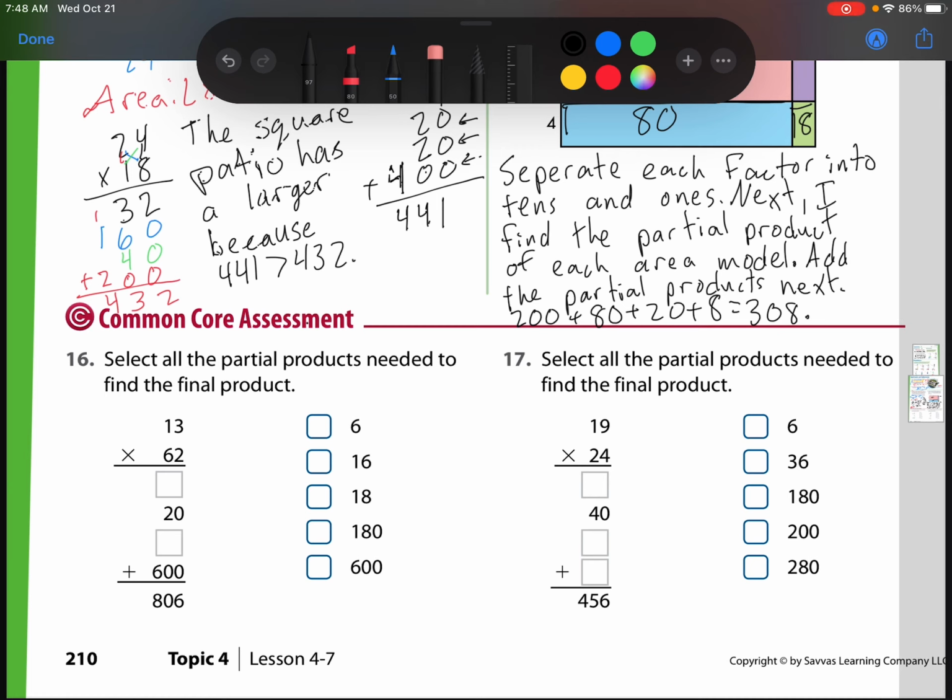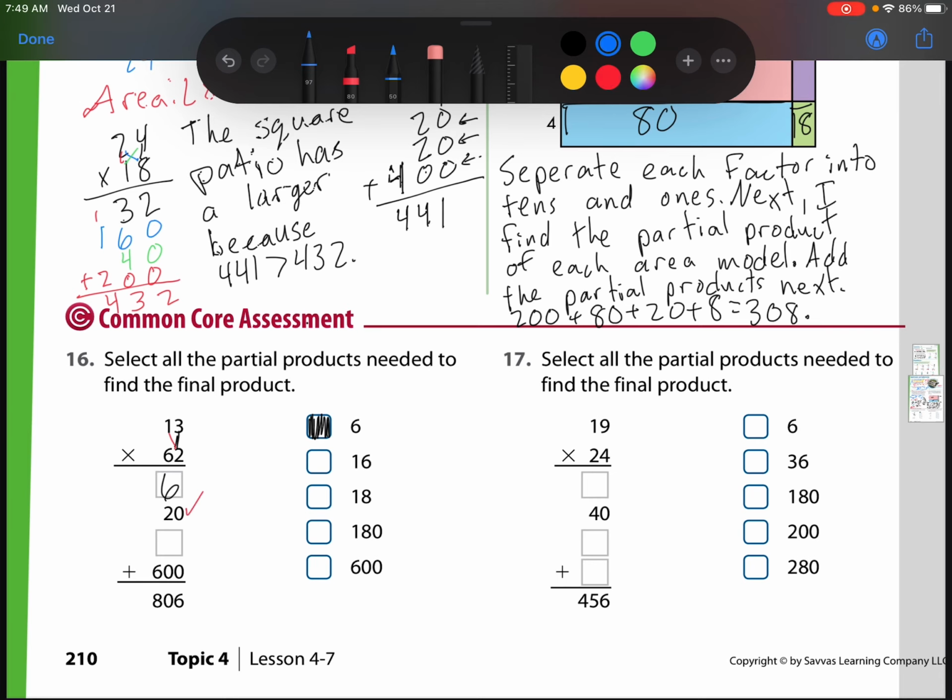So let's see. Our first one should always be our ones times our ones. So what is 3 times 2? Well, that is 6. But notice, it actually doesn't want me to write it in there. It says select all. So I need to make sure 6 is one of these choices, which I see right here. So now we need one more choice. Well, let's see what they did next. They did 2 times 10, which is 20, which they have.